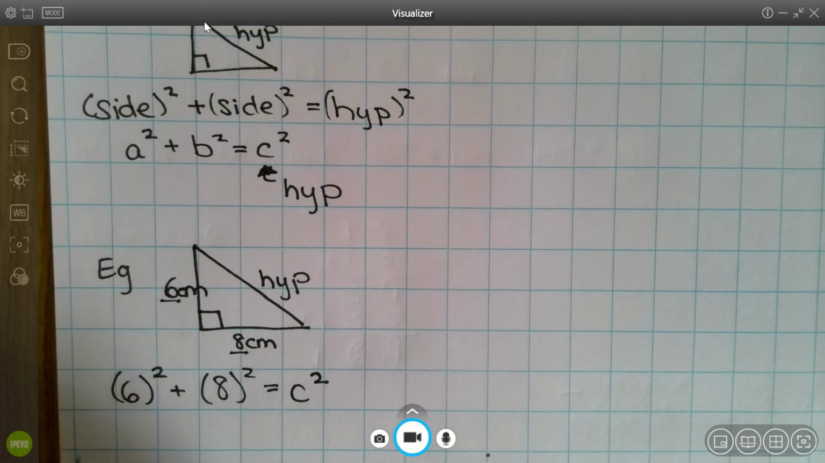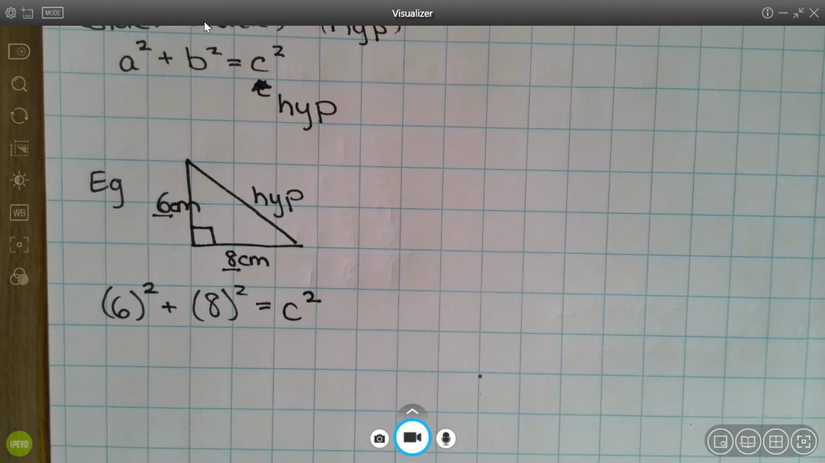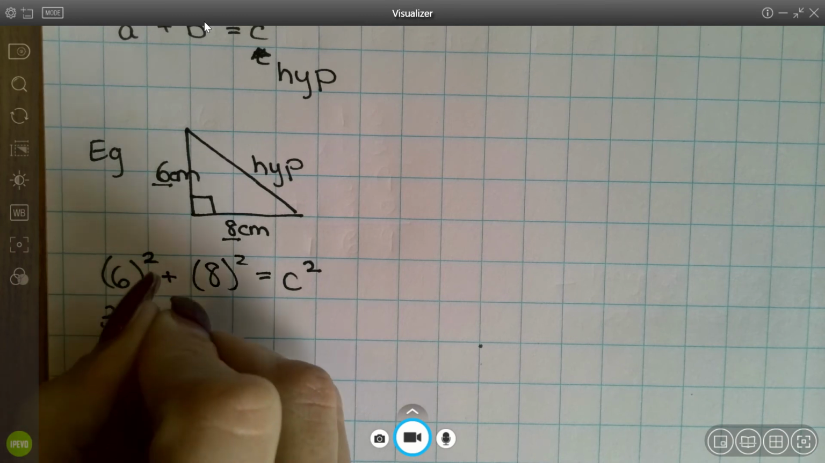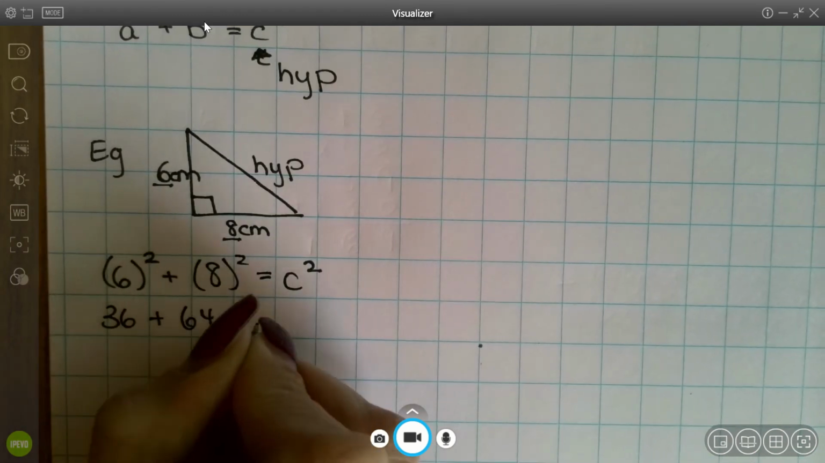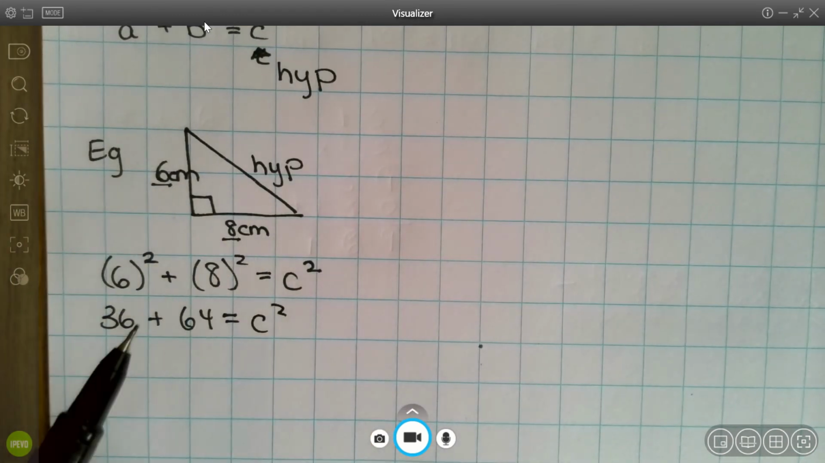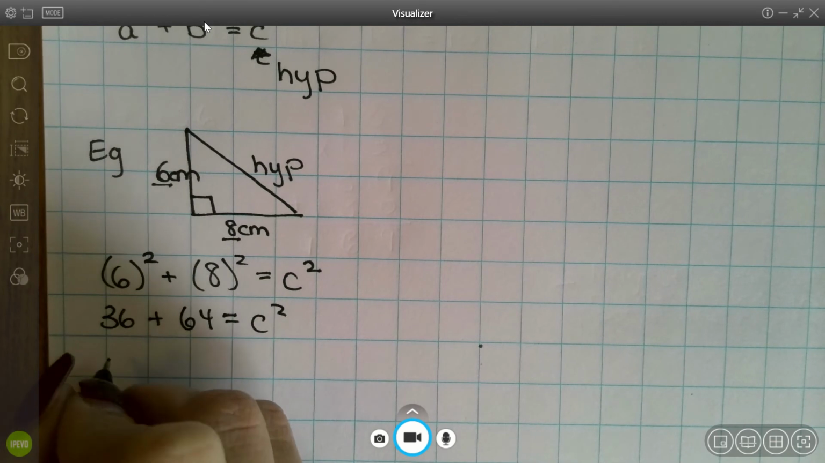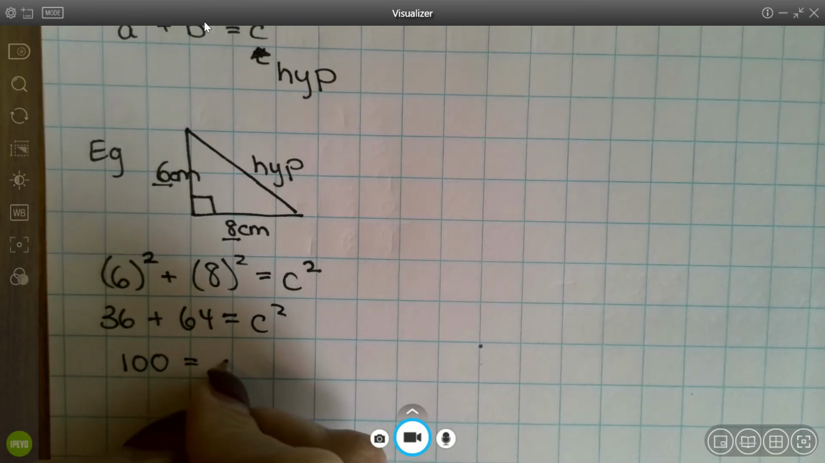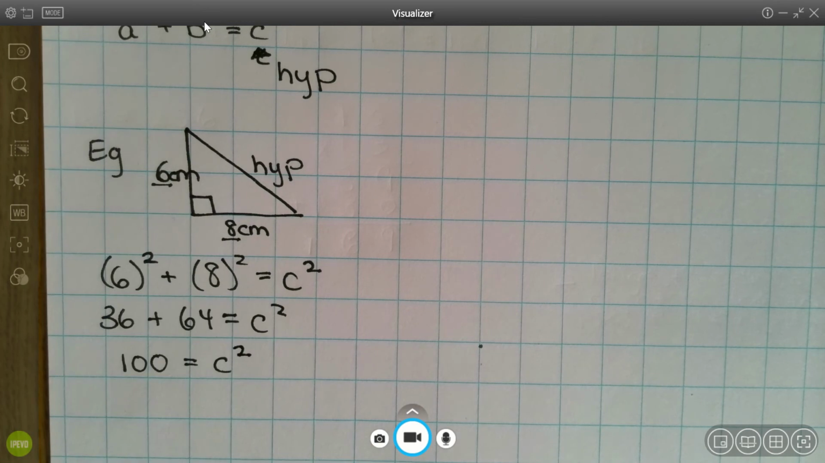Now, this is where our starter comes in. We've already said that 6 squared is 36, and 8 squared is 64. And I'm following BIDMAS, which is why I squared them first. Always follow your order of operations. And we get 100 is c squared.